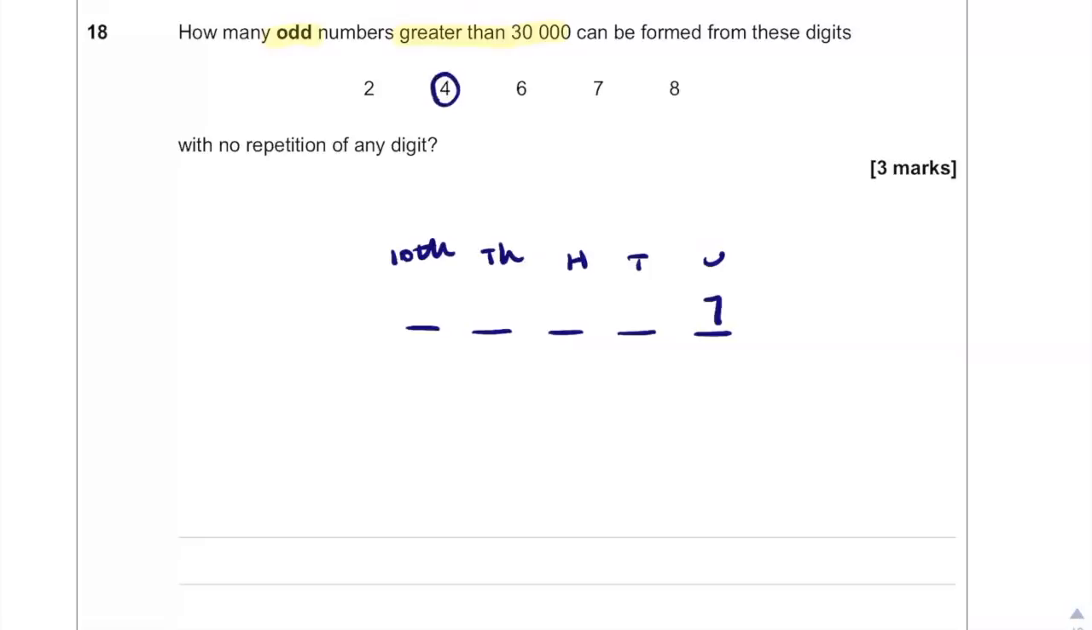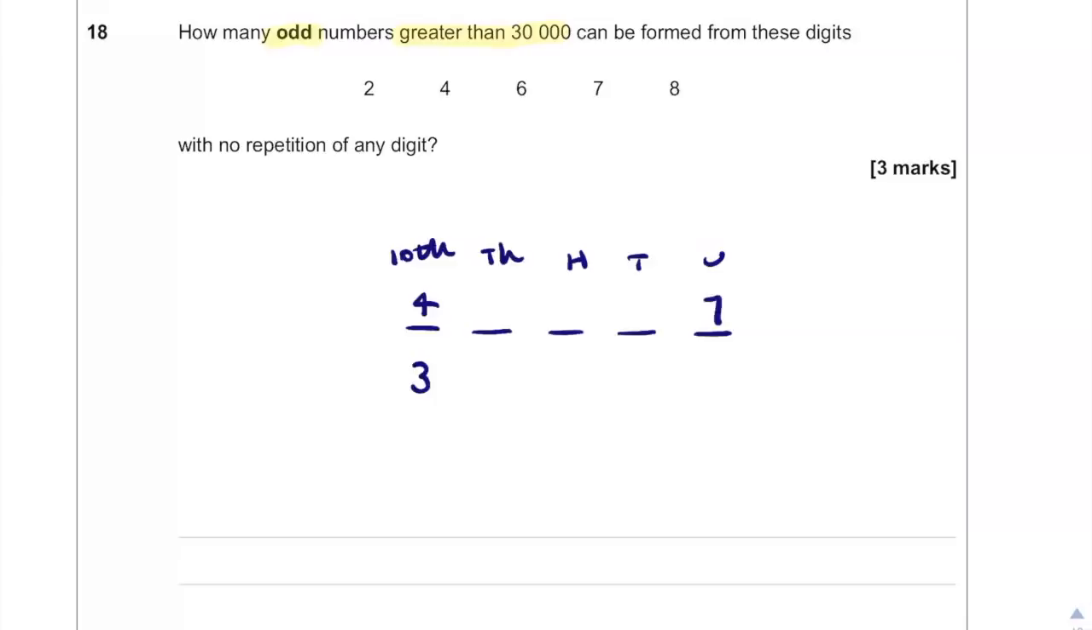Well, we could have a 4. We could have a 6. We couldn't have the 7 because that's in the units column, but we could choose the 8. So we've got 3 different combinations for 10,000. So I'm going to write 3 down here. And let's say for argument's sake we end up using the 4. So I'm just going to put a 4 in the 10,000s column, just so it makes it a little bit easier to explain what we have to do next.